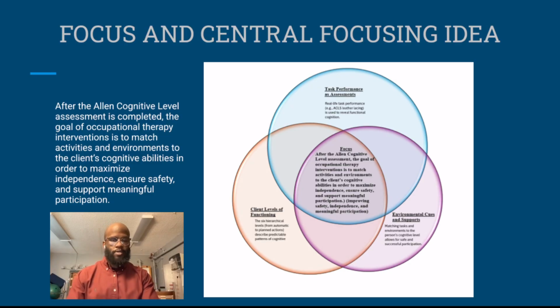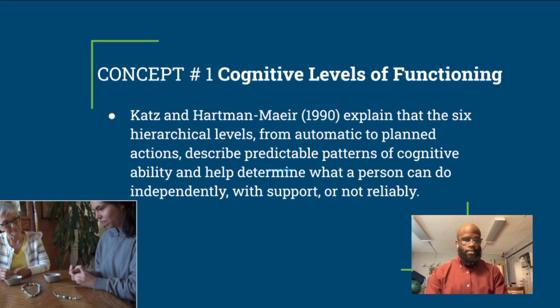So, the first concept I'd like to highlight is the cognitive level of functioning. These are the six hierarchical levels ranging from automatic to planned actions that describe predictable patterns of cognitive ability. Now, this factor pushes us towards our desired outcome because once identified, the levels help determine what a person can do independently, what they can do with support, and what they cannot do reliably.